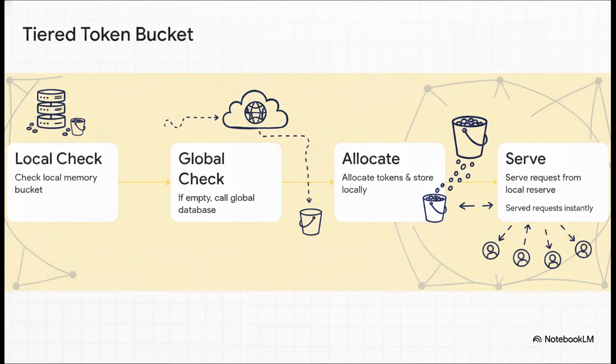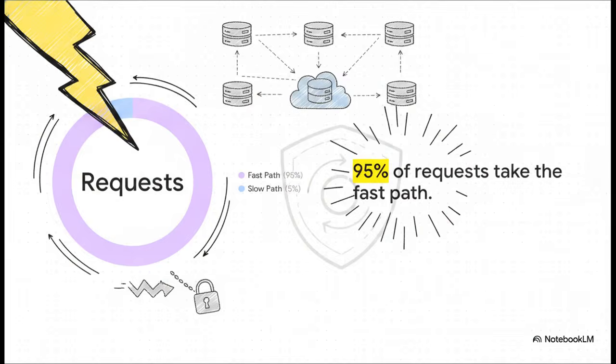Fast, right? Now, if those local tokens happen to run out, only then does it reach out to the big global database to check total usage. It pulls down a fresh new batch of tokens, stores them locally, and instantly goes right back to serving requests from that local reserve. And the performance impact of this specific design is just staggering.